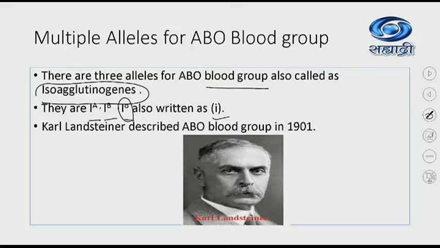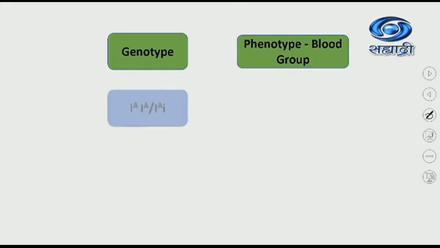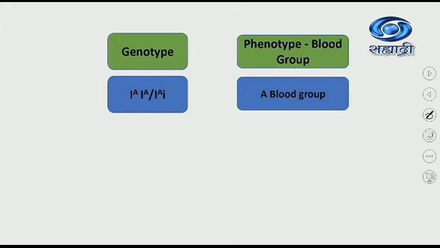Anyways, you are going to study about it in some other chapter. Here we will study how blood group is determined by different alleles. So there are different genotypes and phenotypes. Now, listen carefully students, if the genotype is homozygous IA or heterozygous IA small i, then the blood group is A blood group.